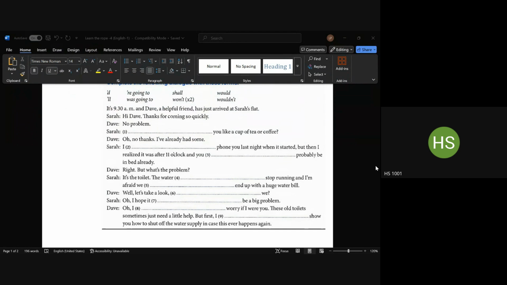These old toilets sometimes just need a little help, but first I dash show you how to shut off the water supply in case this ever happens again. What is left? I will, right? I'll. So, I apostrophe LL. That's the only thing here. Here, what is it? Is it a promise? Is it a threat? Is it intent? What is it? But first, I'll show you how to shut off the water supply. What is it?